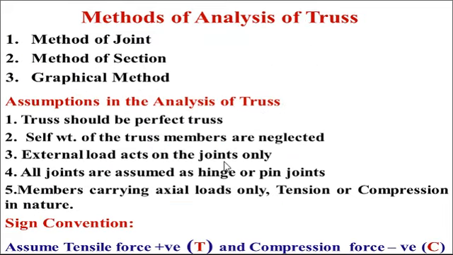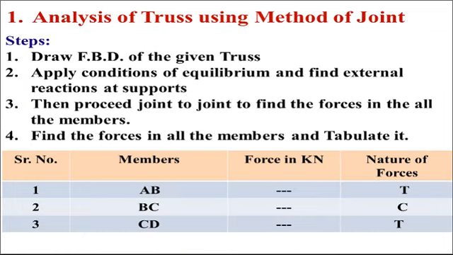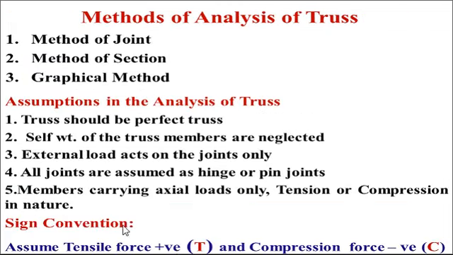External load acts only on the joints. Okay, so load will act only at the joints. So joints are B, A, C. So in between BC or AB or AC, no force will act. That is also one of the important assumptions.